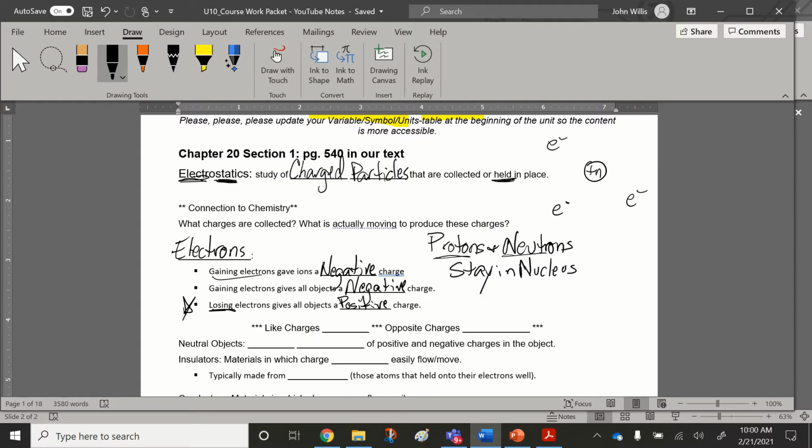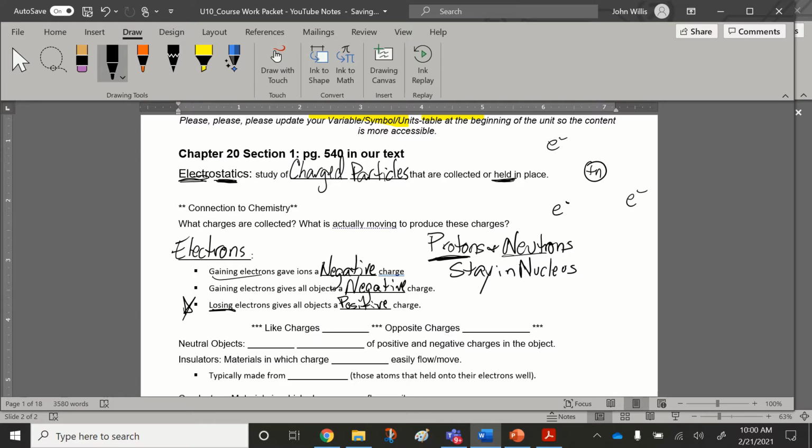When you gain a positive charge, you don't pick up more protons. That is an answer choice on the exam. You do not gain protons. You lose electrons. It's always the motion of those electrons. Protons and neutrons stay in the nucleus.